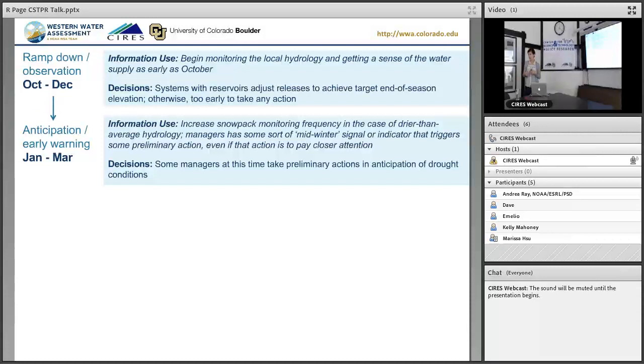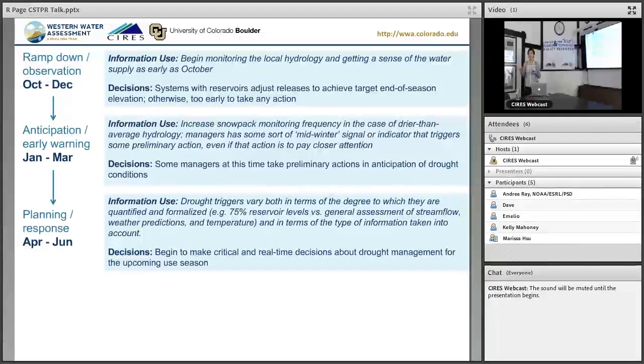If it's significantly below average, some managers might be able to ramp up staff resources in preparation for a drought year, for implementing use restrictions, for example, or they may be able to switch their water sources depending on what they want to make sure is available later in the year if it is a dry year.